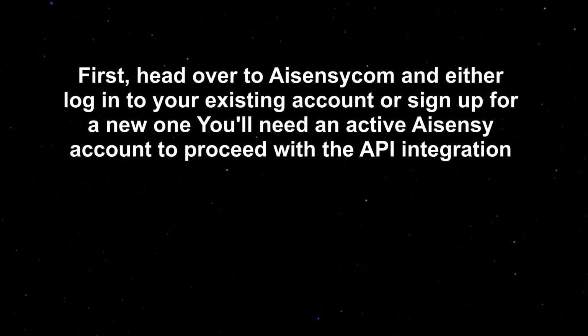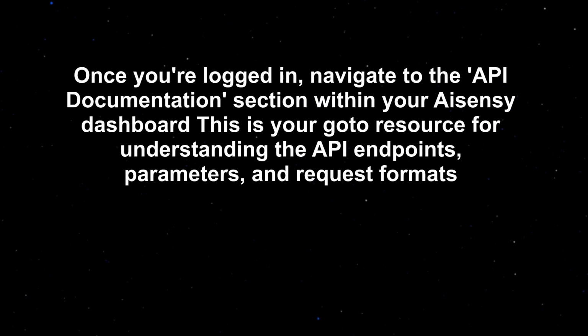First, head over to AiSensy and either log into your existing account or sign up for a new one. You'll need an active AiSensy account to proceed with the API integration. Once you're logged in, navigate to the API documentation section within your AiSensy dashboard. This is your go-to resource for understanding the API endpoints, parameters, and request formats.